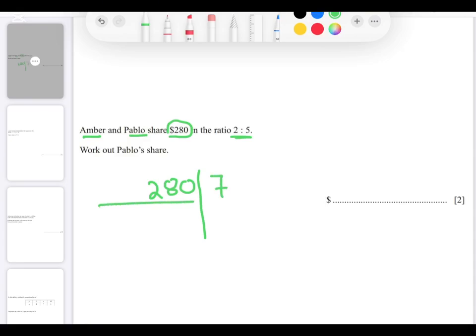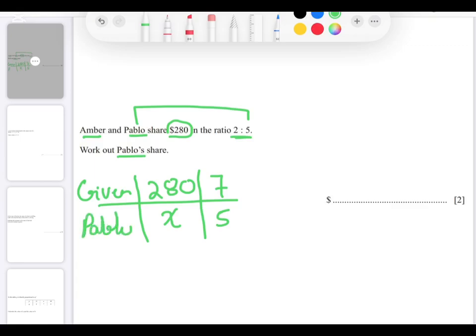That's what is given to me, and I need to find out Pablo's share. So if I compare, Pablo has a ratio of 5, so I will write here 5. Because the ratio of Pablo is 5 and I don't know the value of Pablo's share, I will write x. This is what I need to find out in this question.